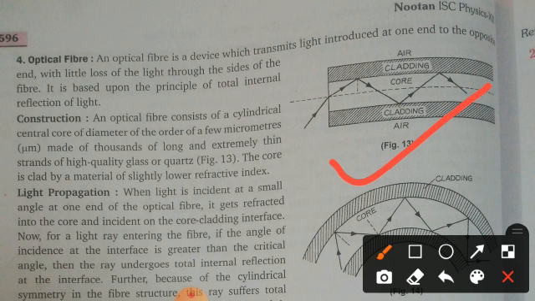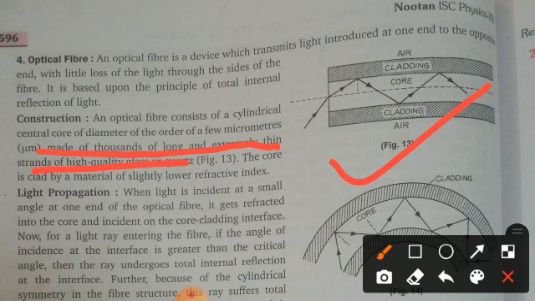An optical fiber consists of a cylindrical central core, clear, whose diameter is of the order of a few micrometers, made of thousands of long and extremely thin strands of high quality glass or quartz. The core is clad by material of slightly lower refractive index. So you have to remember that the refractive index of the core is slightly higher than the cladding. What is the cladding? Cladding is a layer over the core to make it safe. Fine.